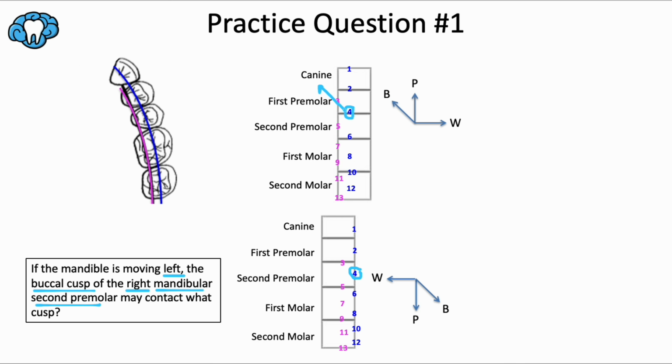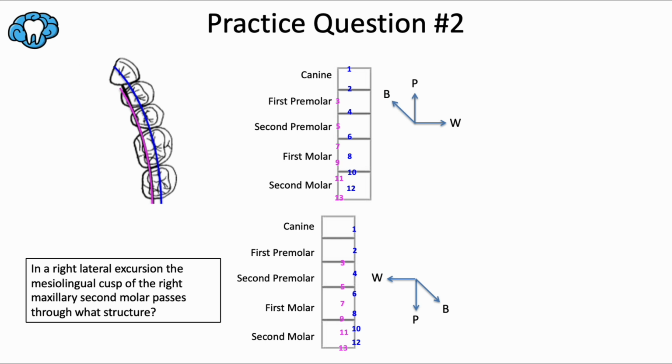What do we see? We see that cusp is hitting number 3, that magenta 3, which corresponds to the lingual cusp of the maxillary first premolar. And there you go. That's the answer. The lingual cusp of the right maxillary first premolar. And there you go. That's all there is to it.